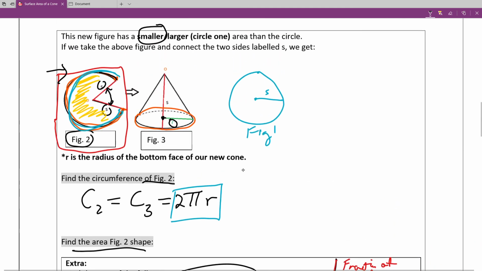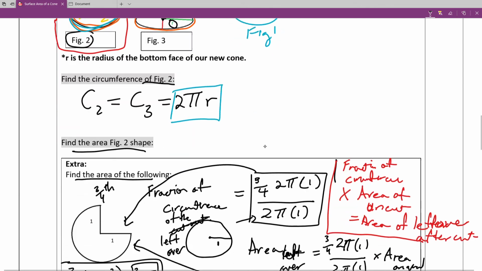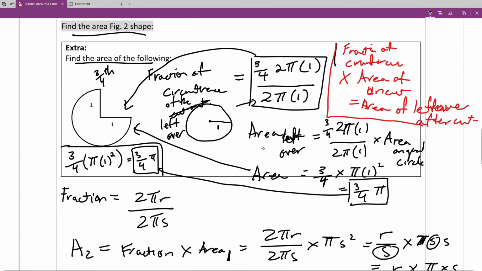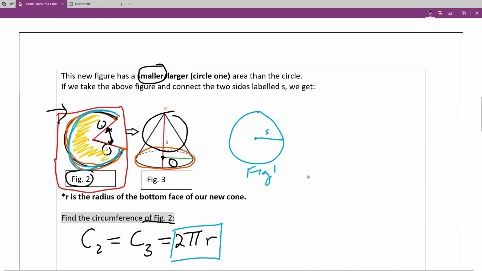Because after we join the two edges of figure 2, we only get the top portion of the cone, not the bottom face of the cone. The bottom face of the cone is going to be easy to calculate. The bottom face of the cone is just pi times the radius squared. And the radius is r. Looking at figure 3, you see that we gave it the letter r.